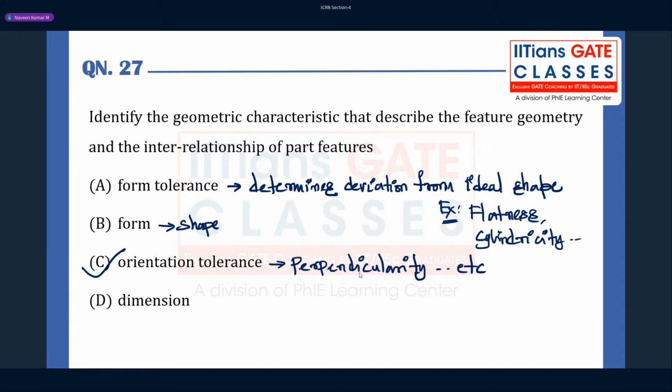Right? Dimensions: what is a dimension? It's some kind of size of a geometry, some specific value of size of a geometry. It doesn't describe anything about the geometric interrelationship between the features. Simple size of a feature, size of a part of a feature. Feature in the sense of whether straight, circle, whatever it is. So the answer is C. Okay, good.